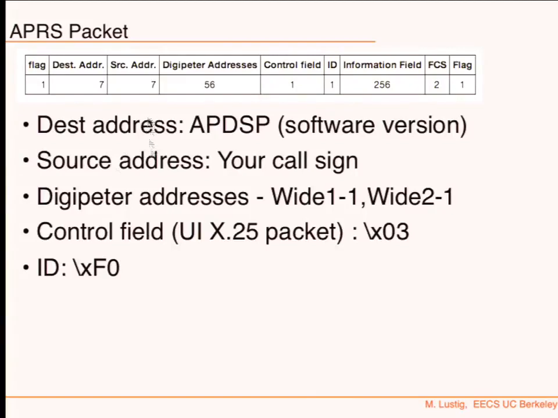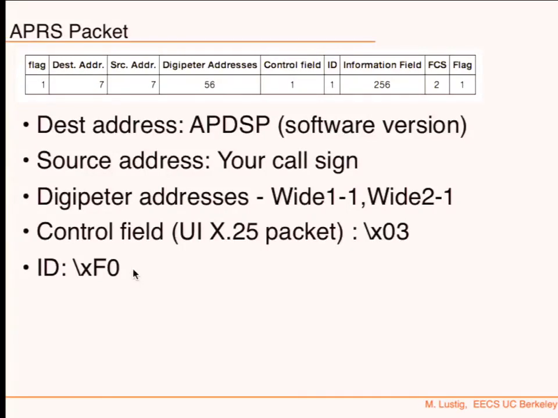The control field is a specific type. It's called a UI AX.25 packet, so it's going to be 0x03. That's to be conforming with the AX.25 protocol. This is a very particular type of packet. There are other types of packets for AX.25, but we're not going to be using them for APRS. And the protocol ID is F0, which I really don't know what it means, but you can read the AX.25 protocol description if you're really interested. It's pretty long.